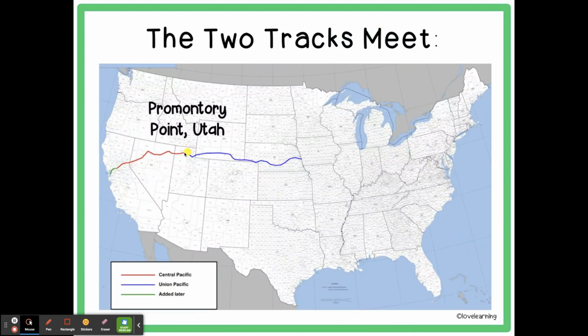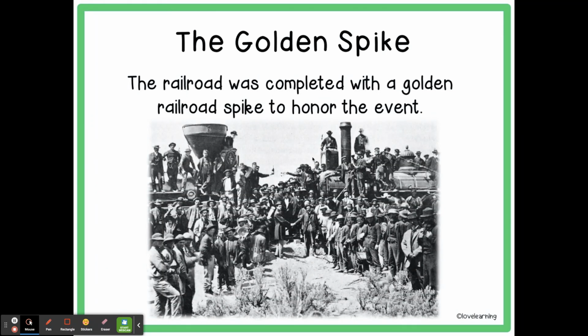So here's where the tracks meet. This is important for you to know. Where the tracks meet is in Promontory Point, Utah. That's important for us to understand right there. So pause and write that down, friends. Well, where they met, and you can see this is a really famous picture.